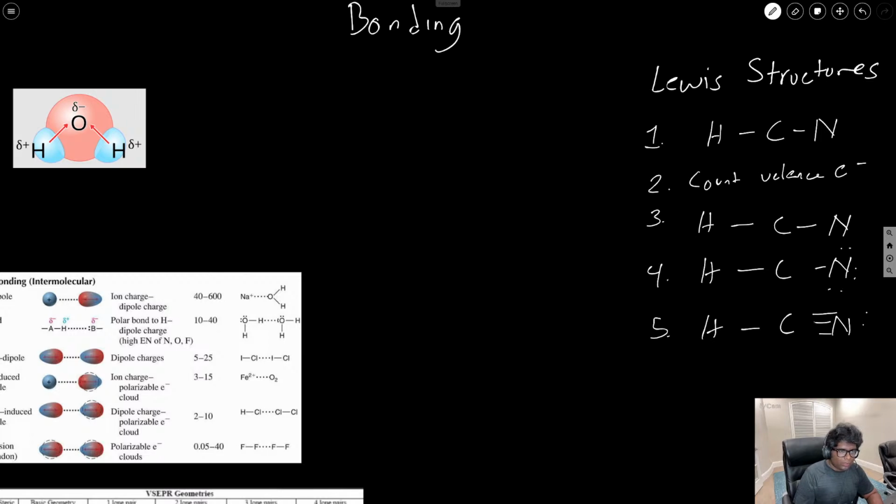So these are the steps that you need to take. Just start with, I just realized these are the exact same. Write the skeletal structure. Draw single bonds between the atoms. So focus on the central atom, all right.